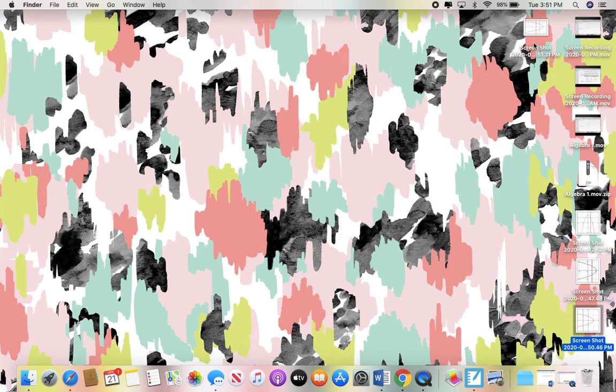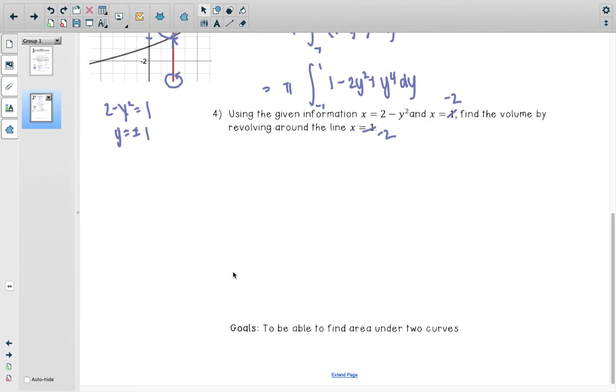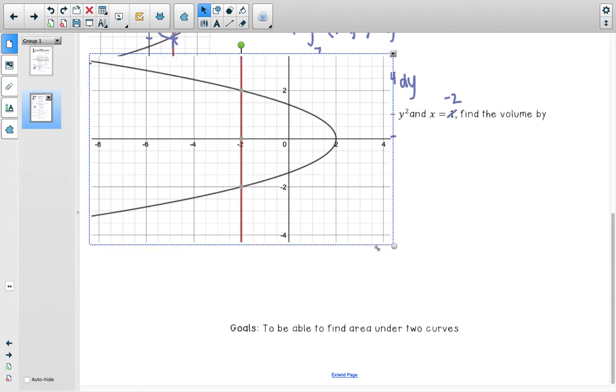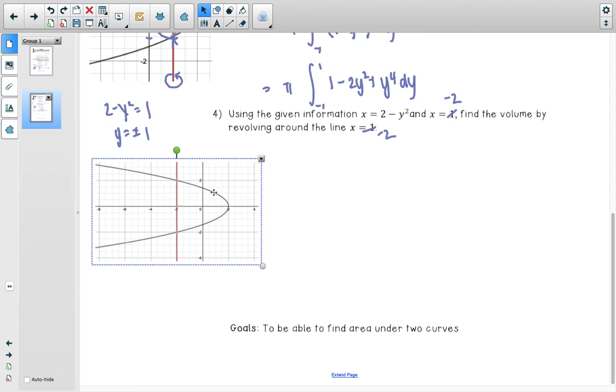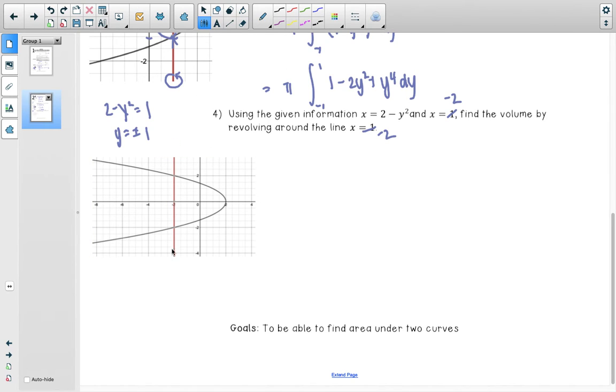Okay, one more try. So this is basically the same thing as what we just did, but just a little bit different method. We have this sideways parabola, and that's because of this 2 minus y squared. We're revolving it around this line, like this. So it's like revolving around the y-axis, just shifted over 2. If we were to make a 3D image of it, this moves over 4, so this would be over here.